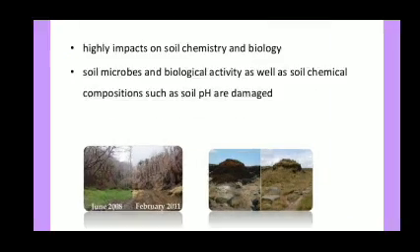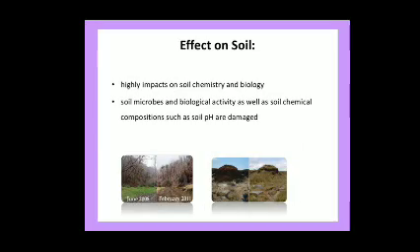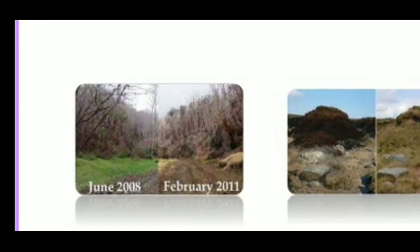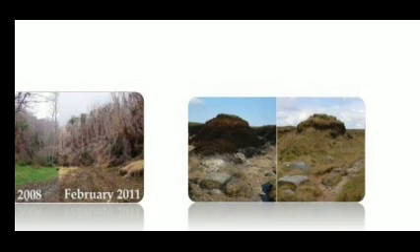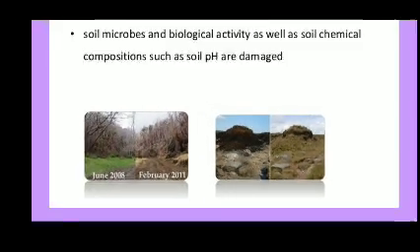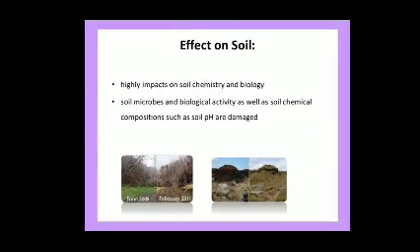So, see the figures, the soil in June 2008 was fully greenish. Now, in 2011, the greenish cover has decreased due to acid rain. See both figures. Here the soil is also affected due to the acid rain.